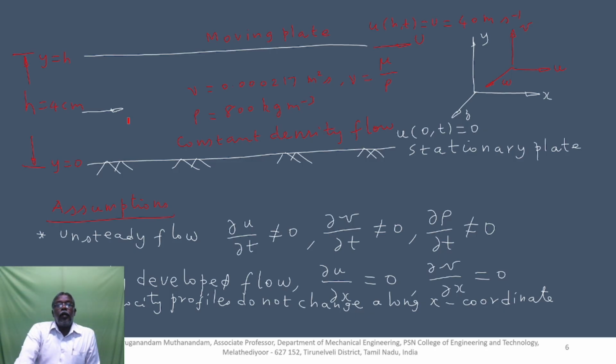We will also prove why there is no flow in the y direction, why there is no flow in the z direction. Along the z direction there is no flow because it is an infinite plate. Along the y direction, why there is no flow, we will see in the following slides. As far as the fully developed flow condition is concerned, the velocity profile does not change along the x coordinate direction. Hence, partial u upon partial x is equal to 0, partial v upon partial x is also equal to 0.